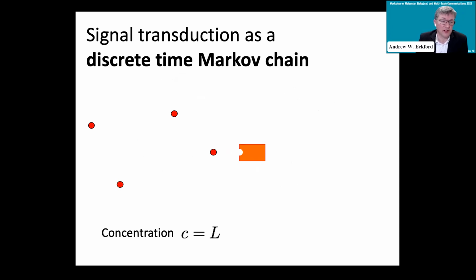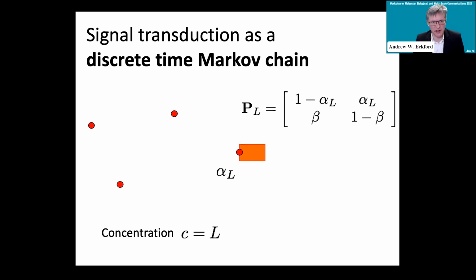On the other hand, if the concentration is low, again, I'm signaling binary. I have low concentration, high concentration. Now I just substitute in alpha L. So that'll be a low concentration. So that's the way to think about it.